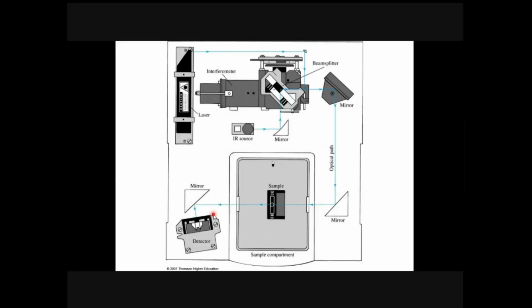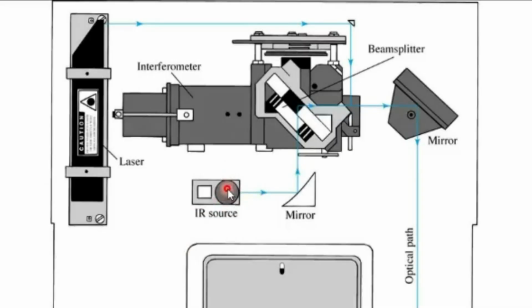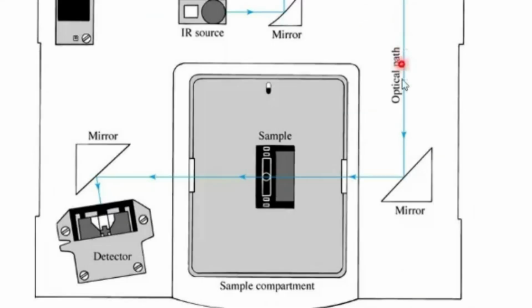Now, observe this instrument. Here is the IR source. From the mirror, light is getting into the interferometer. From the interferometer, one of the rays is getting directed through the beam splitter over here. Here you have got the sample. From the sample, the beam goes to the detector.